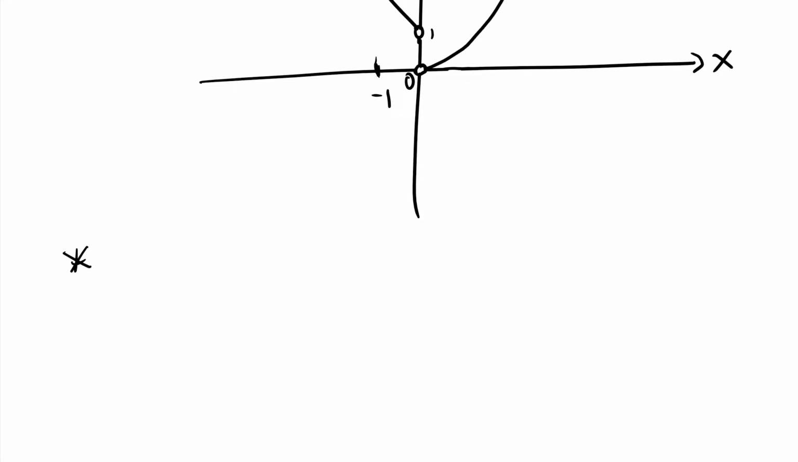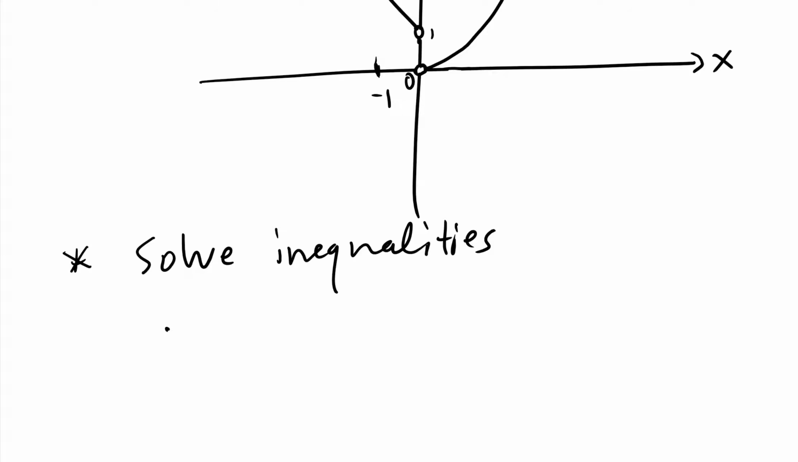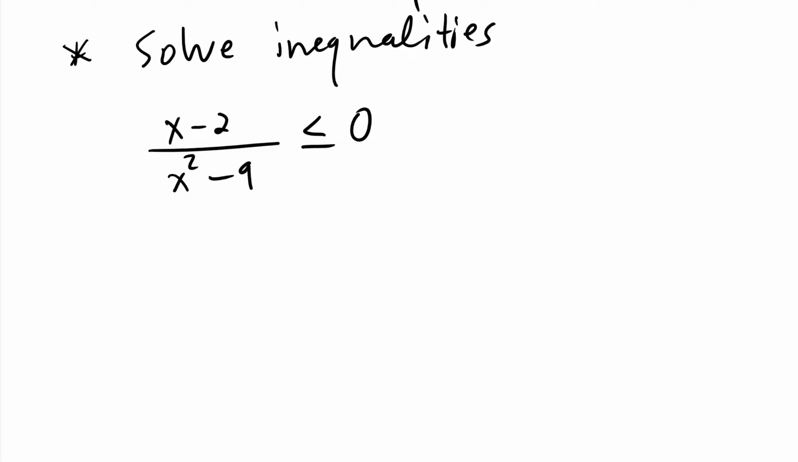Now, how to solve inequalities. Let's say we have x minus 2 over x squared minus 9 less than or equal to 0. So how do we solve such an inequality? We use a number line. Number line is the easiest way.